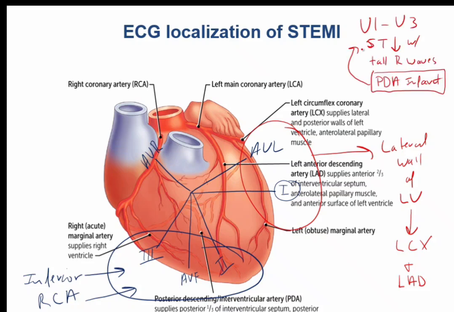There's also 3 additional leads that are sometimes placed, and these are V7, V8, and V9. And these leads are placed from the posterior axillary line to the left spinal border. And these give us a better view of the posterior side of the heart because they're on the back of the patient. And an infarct in the PDA would show up as ST elevations in these leads.